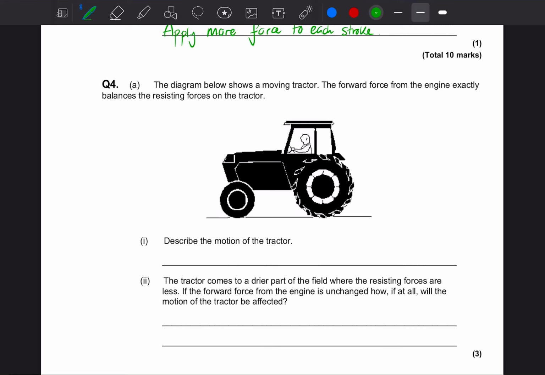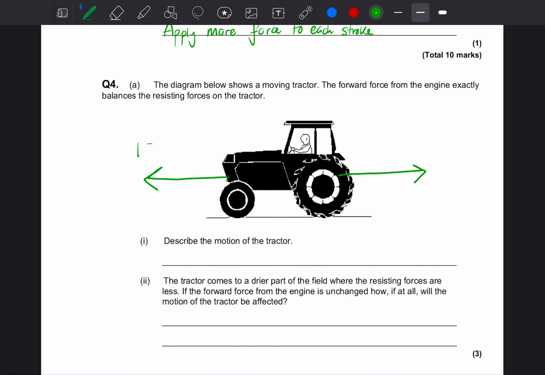Great, question 4. The diagram shows a moving tractor. The forward force from the engine exactly balances the resisting forces on the tractor. So that could be friction, air resistance, any sort of drag forces. So what we've got is a forward force, and that is exactly equal to the backwards force.